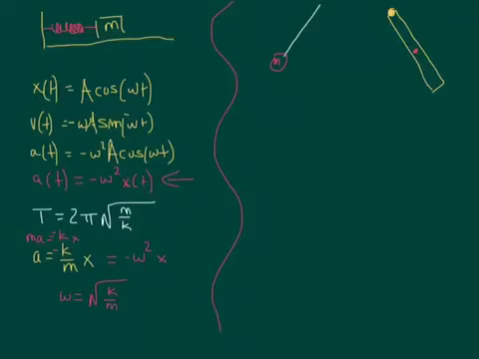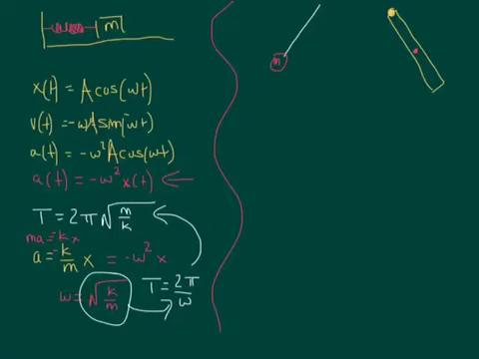Now we also have that our period is equal to 2 pi over omega, where omega is the angular frequency, and we just found out what omega is for a mass oscillating on a spring. So we took the square root of k over m, we plugged it in for omega, and that's how we got this expression. Okay? Again, same process for the pendulum.